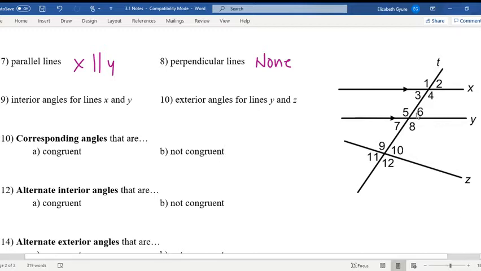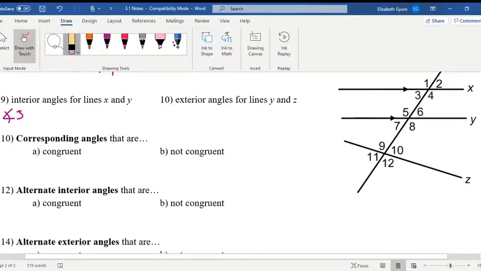Yeah, so 3, 6, 5, and 4. Yeah, these ones you didn't have to do alternate interior, just general, like which ones are on the interior. So yeah, if you're just looking between X and Y, that'd be 3, 4, 5, and 6. Good.